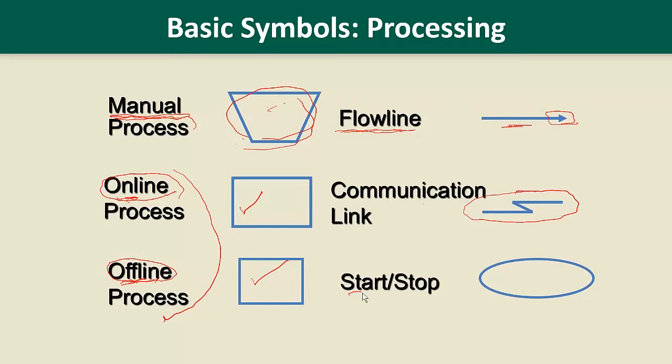And another important symbol is our start-stop symbol. It's an oval, and this usually occurs at the beginning of a flowchart. It's the event or person that kicks off the flowchart process, and it will also be where things end up often, and we'll see that in a minute. But it is an important symbol, and it usually occurs around the edges of the flowchart. Like I said, think where things start and where things stop.